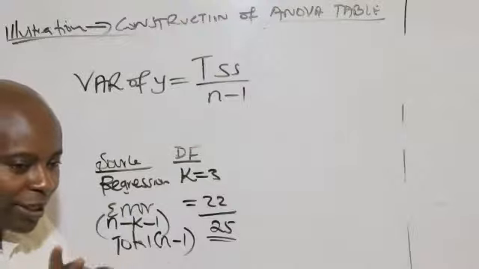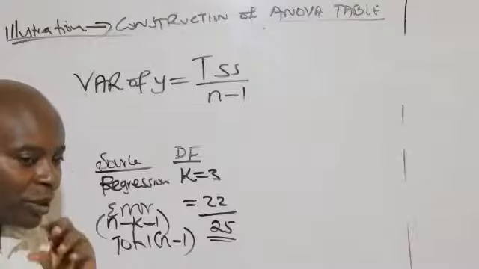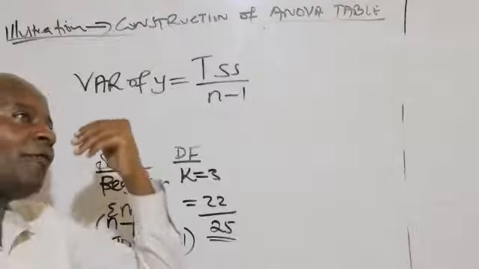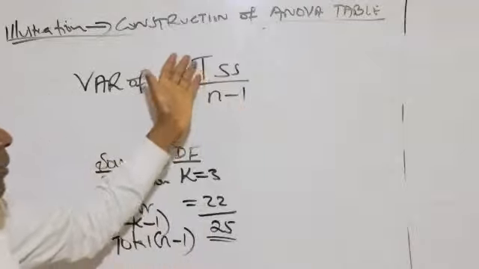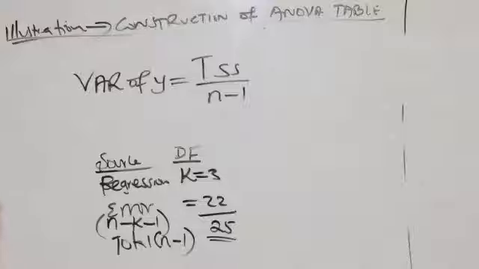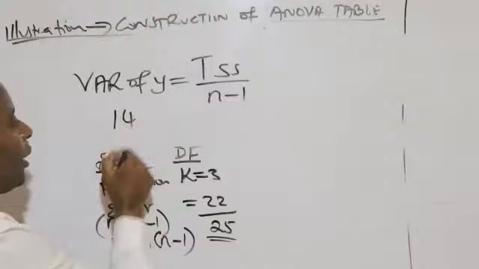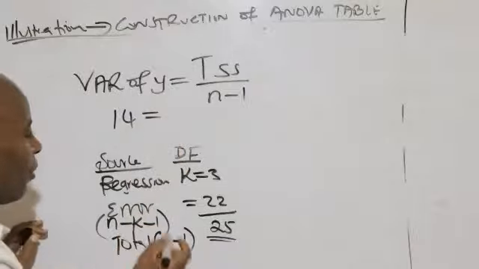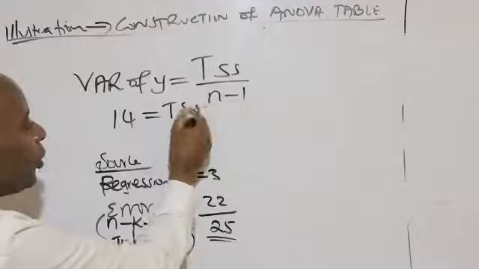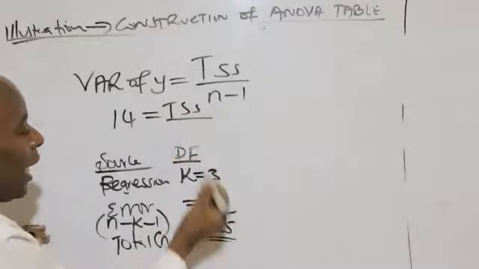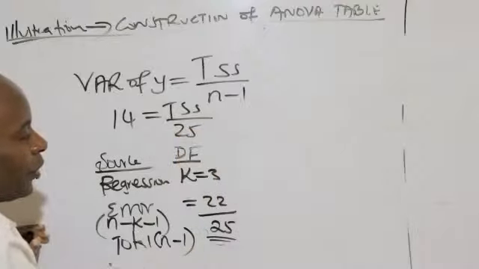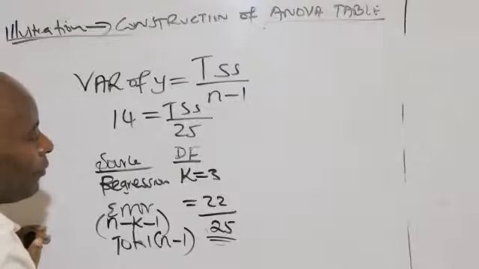Those formulas you are writing there are quite great, but those are for quantitative analysis. Even for QA, at the very far end, your lecturer must have summarized these formulas for you. So the variance of y, which is given here, is 14, which will be equal to the total sum of squares, which we don't know, all over n minus 1, which we found out as 25.